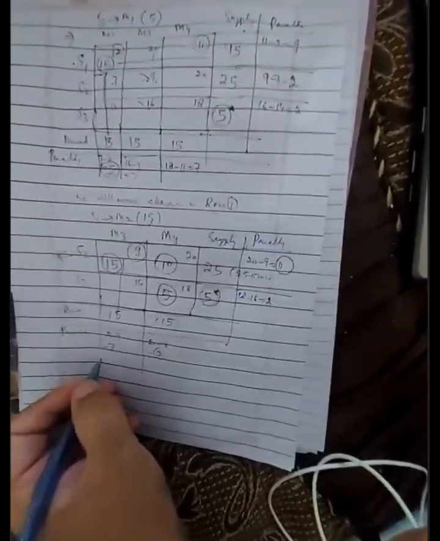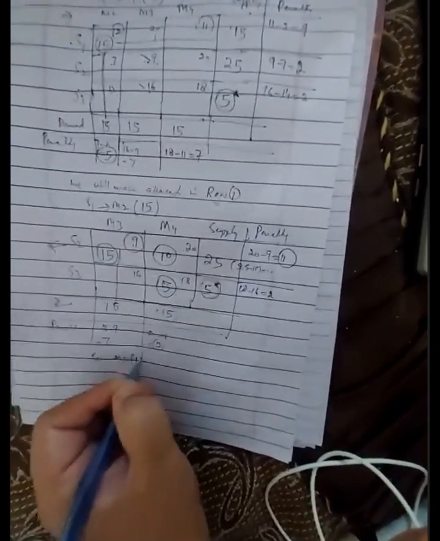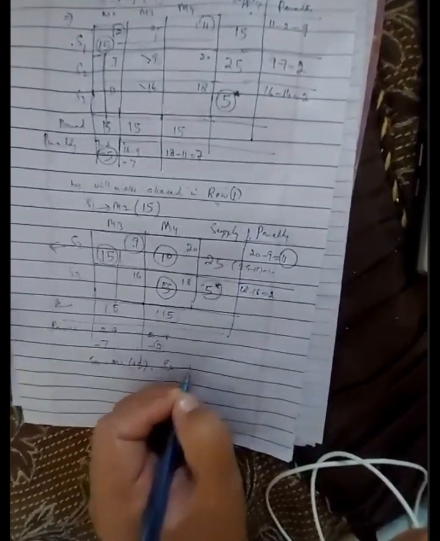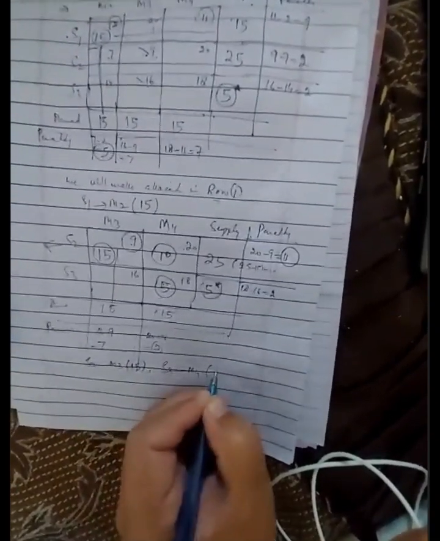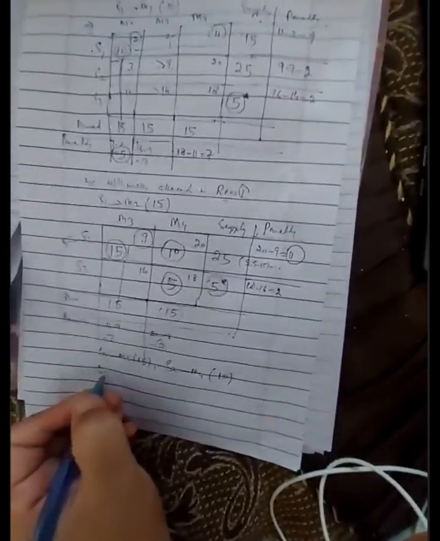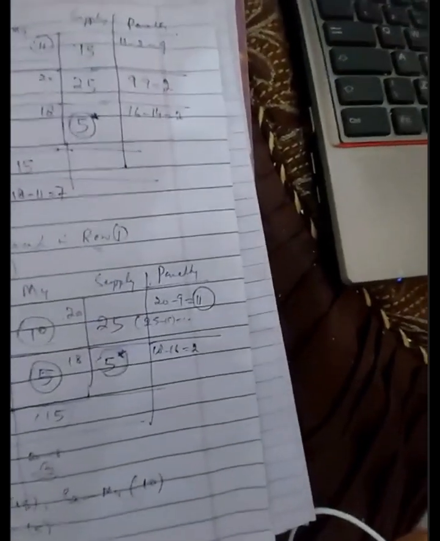So now the allocations made are: S2 to M3, we made 15 allocation. And from S2 to M4, we made 10. And from S3 to M4, we made 5. Now we will find the total cost.